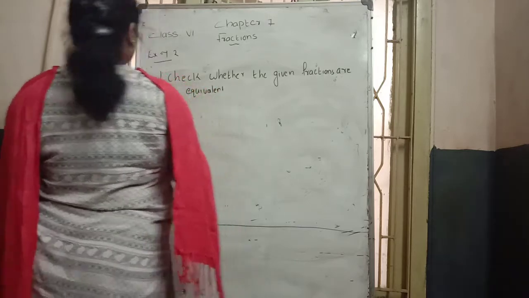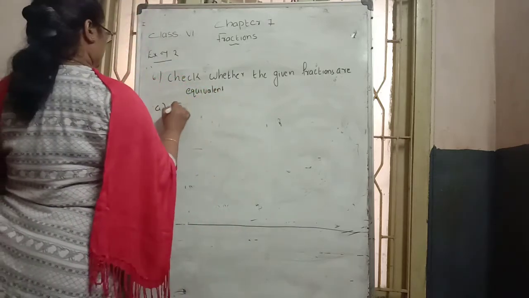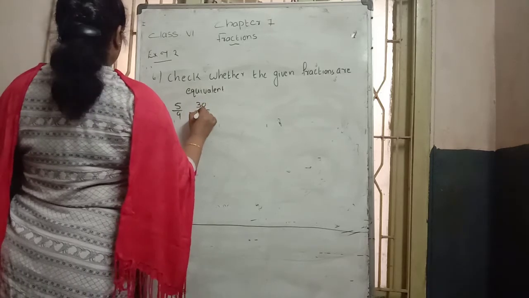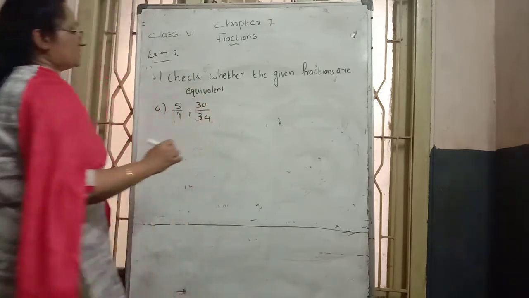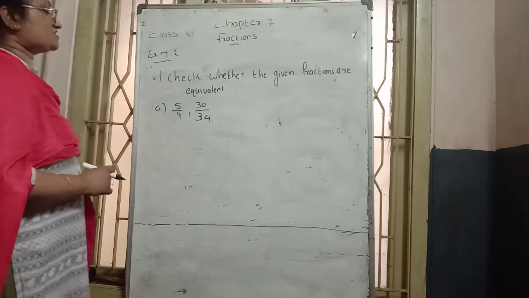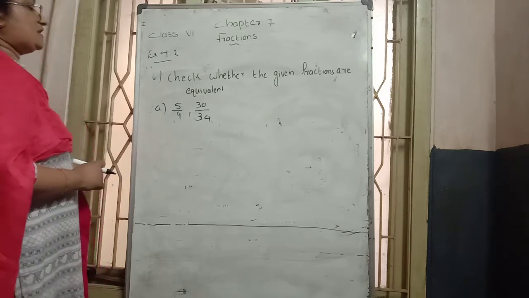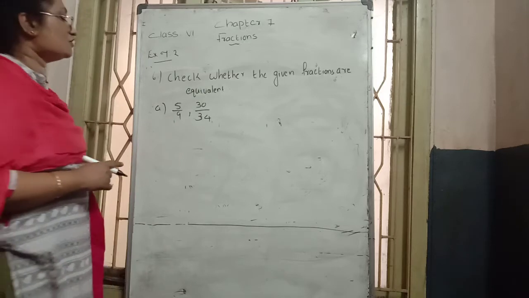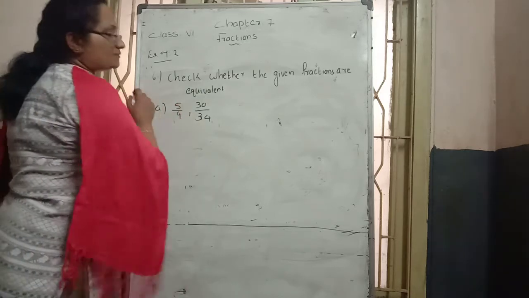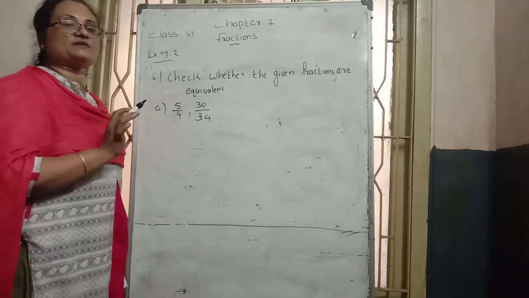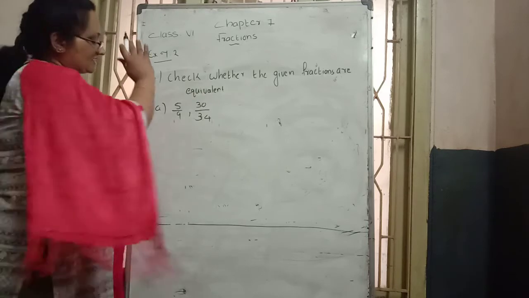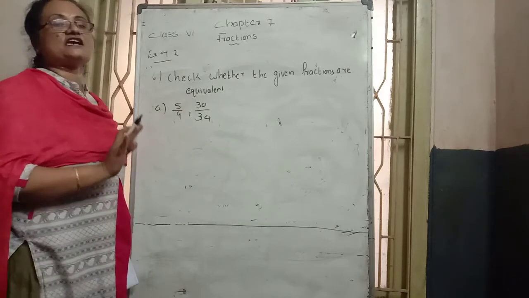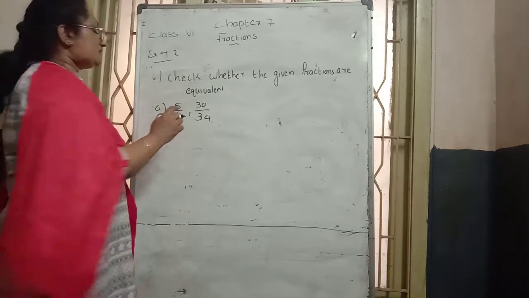First, A question: 5 by 9 and 30 by 34. In this way it is given, and we want to check whether they are equivalent or not. How to do it? The same process: just cross multiplication. If the right side and left side answers are both the same, we can say it is an equivalent fraction.